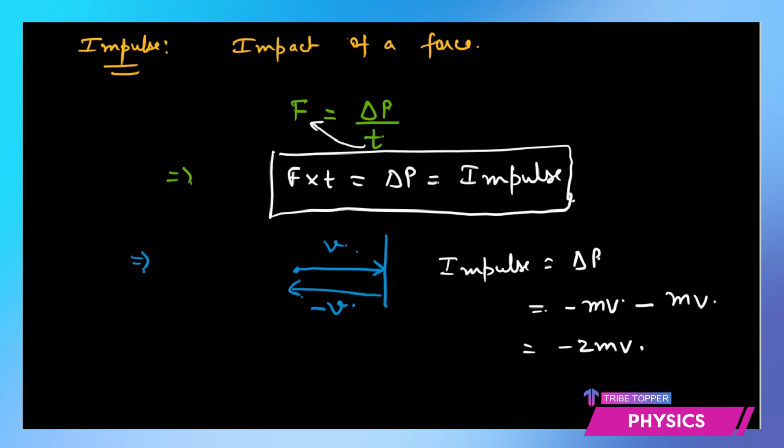For convenience, you can keep the velocity while going to be negative and coming back to be positive, so you get a positive impulse because it's just going to be a positive quantity. But that's basically representing the change that is happening in the momentum.